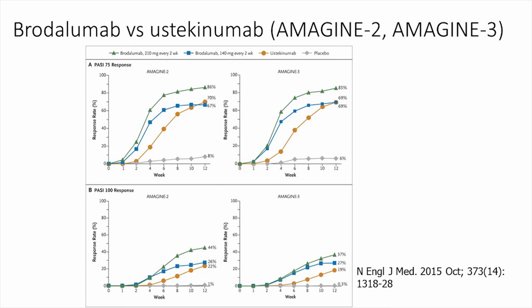And so what we can see here is PASI 75 responses of around 85 to 86% and around 40-ish% looking across the two studies for PASI 100 responses at the approved dose of Brodalumab. And we can see, again, higher than what we see with Ustekinumab. And then again, looking at 4-week data, we can see this very quick onset of action.